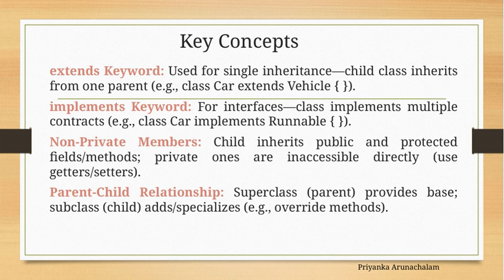Finally, the parent-child relationship is fundamental. The superclass provides a base set of features, and the subclass can add new features or override existing ones. For example, a subclass might override a method to provide specialized behavior, which helps us create more specific classes while reusing existing code. Throughout all of this, keep in mind that understanding how inheritance and interfaces work together is key to designing flexible and maintainable object-oriented systems.